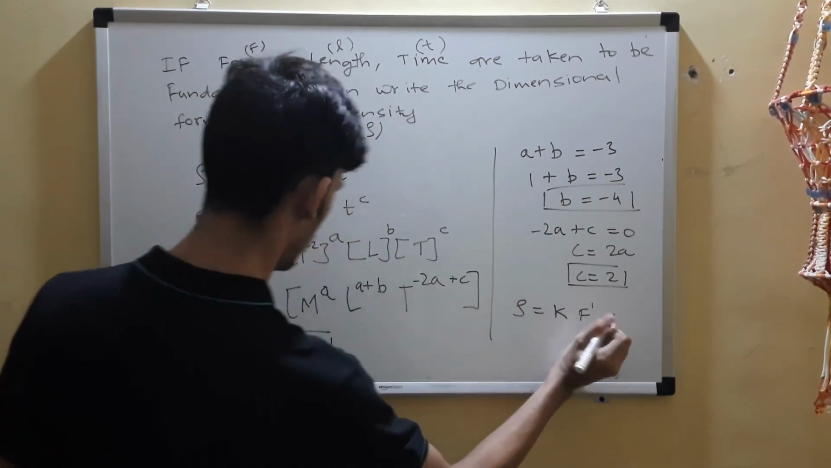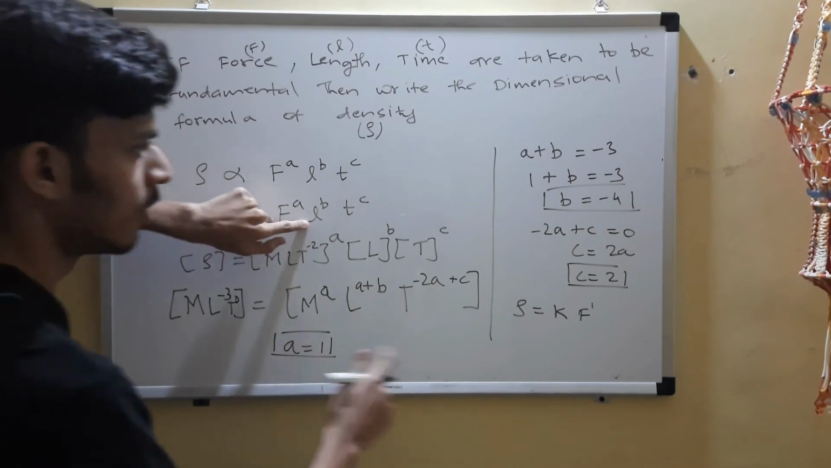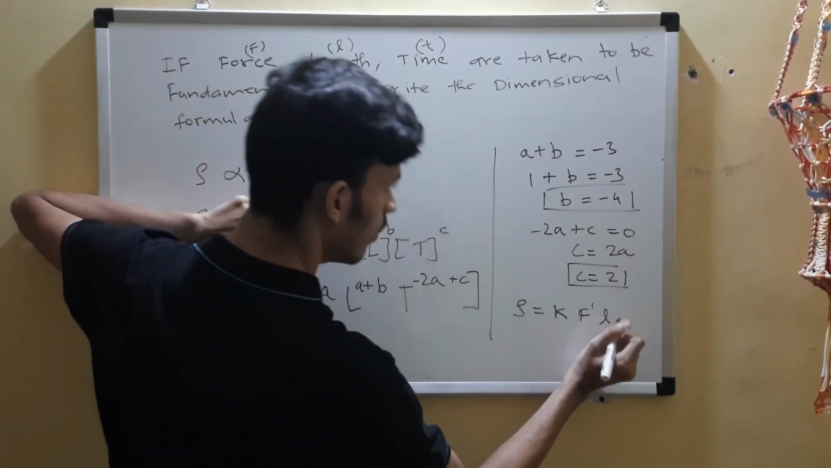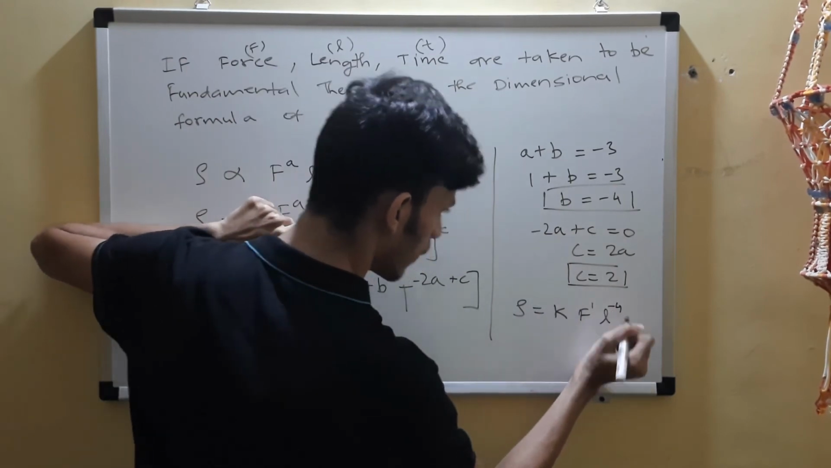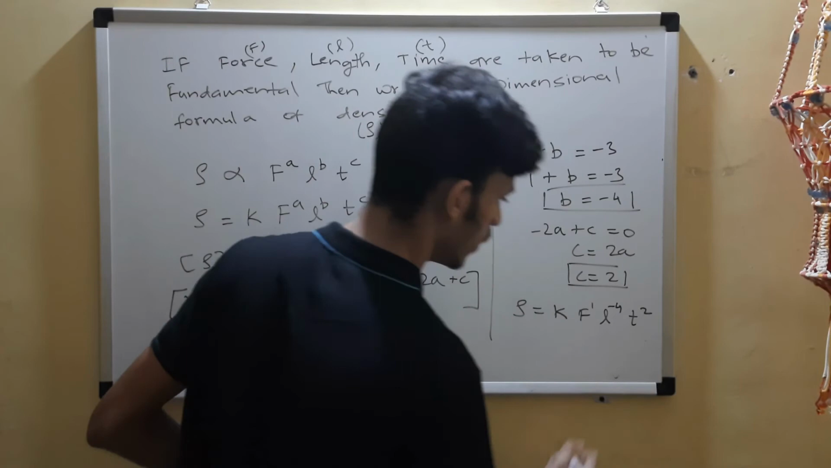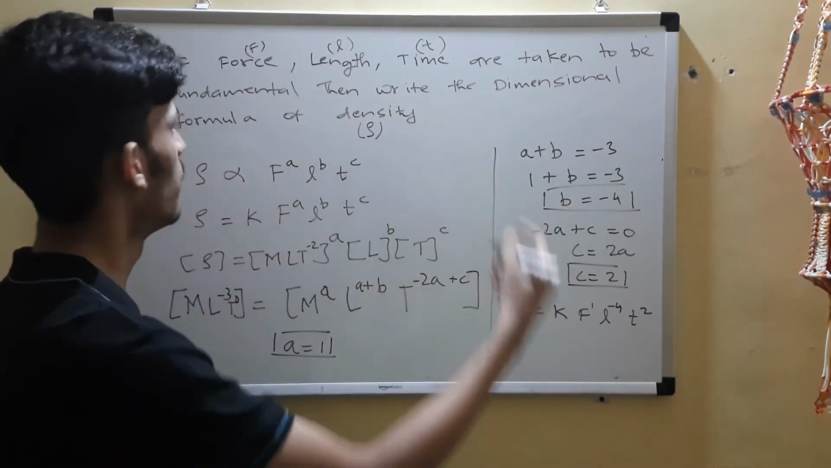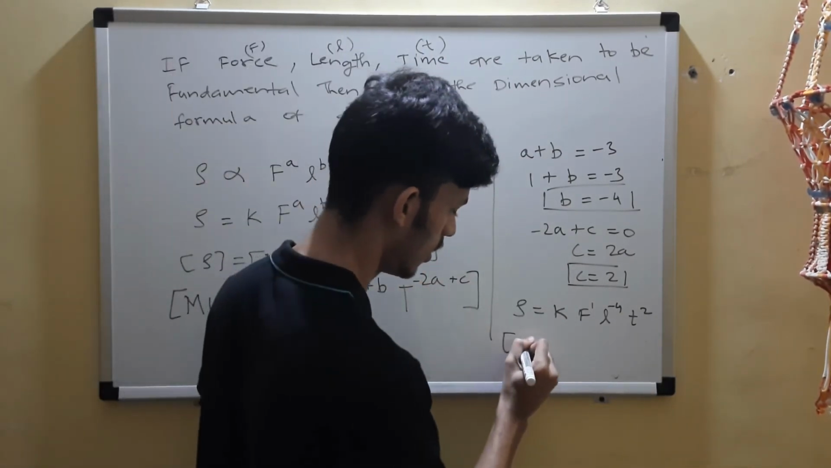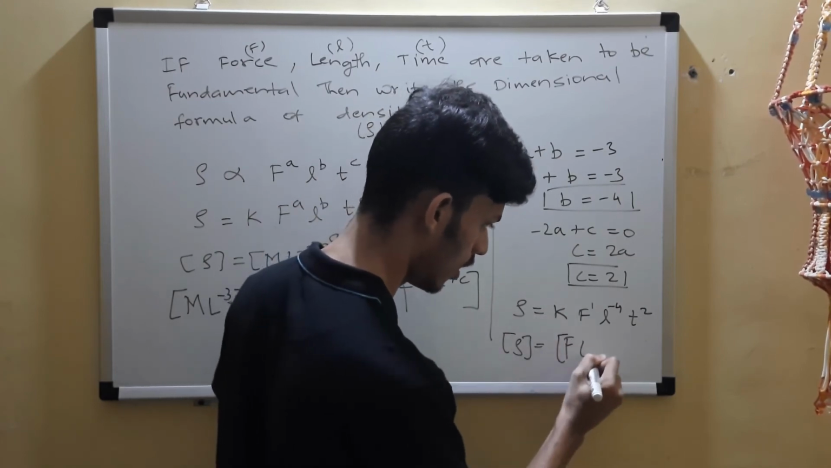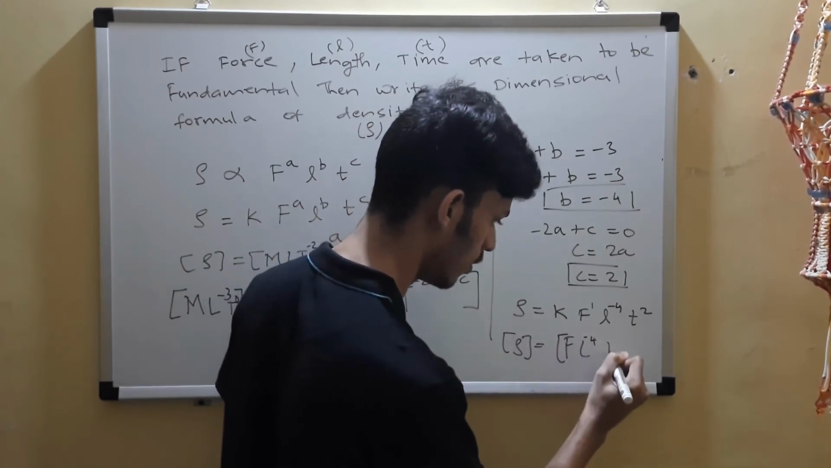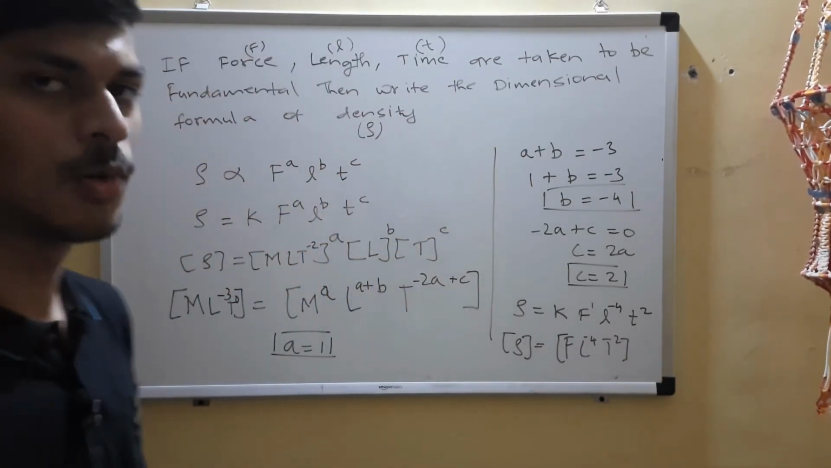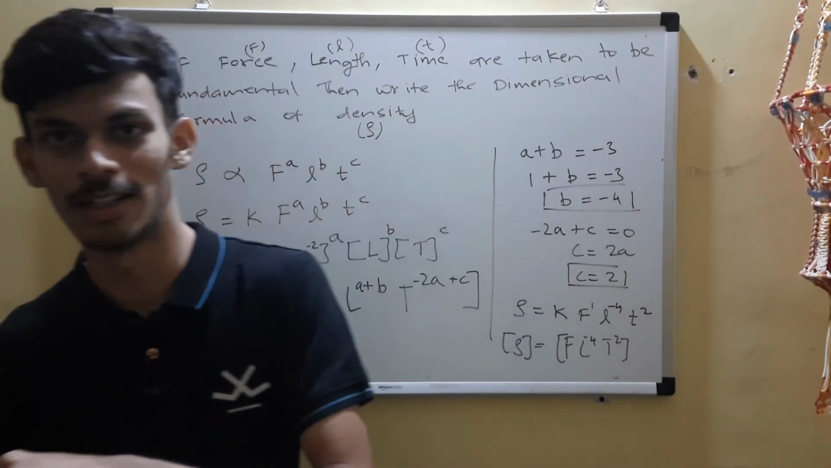1, A is 1, L to the power B, which means L to the power minus 4, and T to the power 2. They have asked us for the dimensional formula, so you can write it this way: K again flies off, F L to the power minus 4, T to the power 2. Same question, framed in a different manner, right?